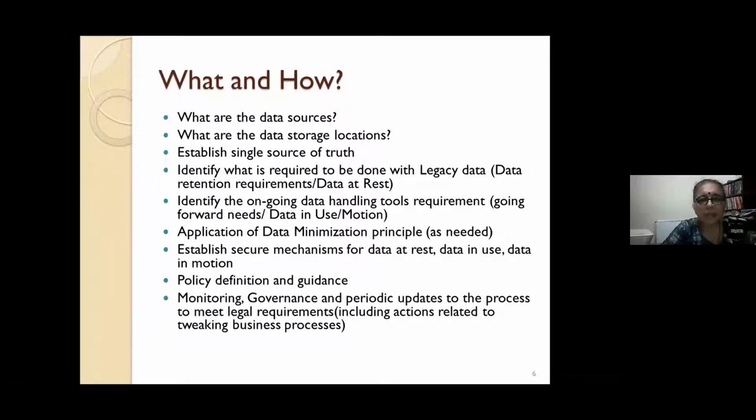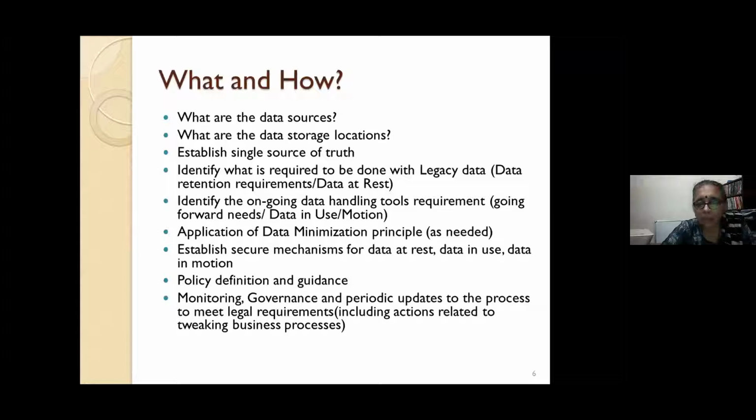So coming back here, point number 4 here, identify what is required to be done with the legacy data. Say, as I said, if you have evolved over the last 10 years with data which is sitting in your systems, you need to identify what will be your requirement to handle such data and what is your retention requirement for this data at rest.